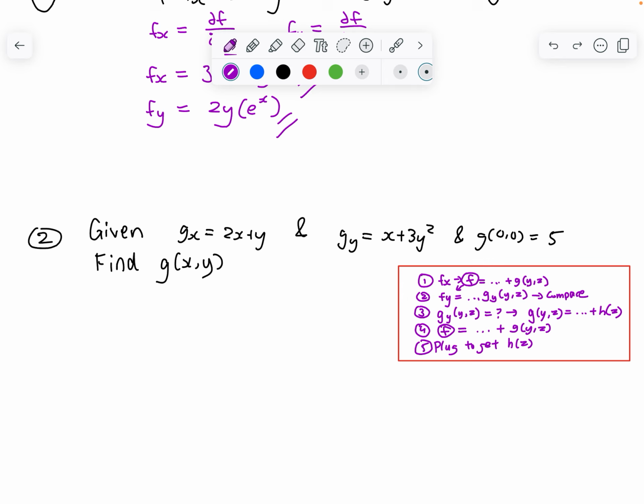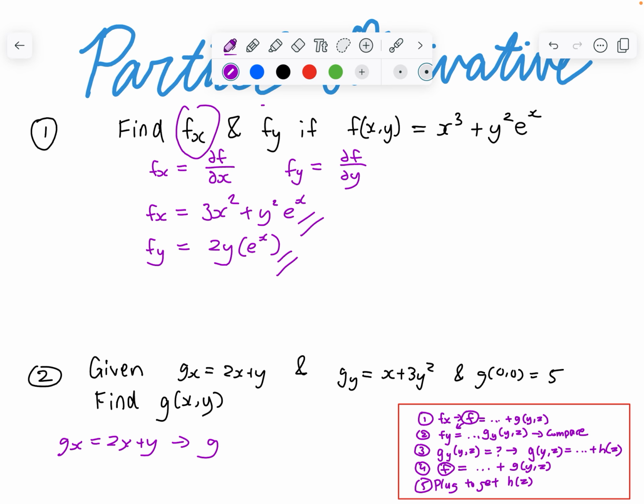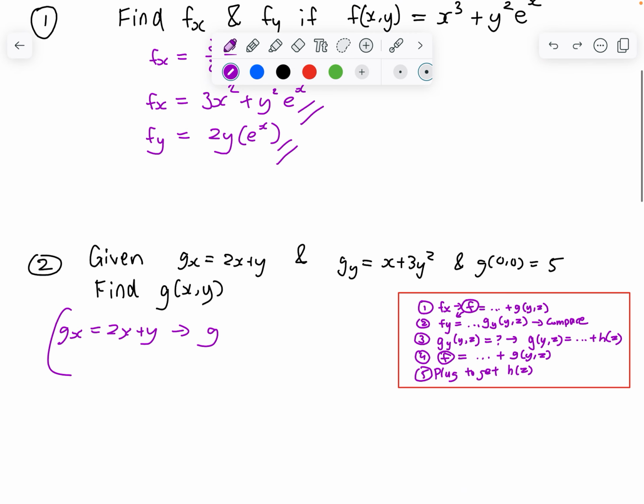The first step, notice here, number one, we want to have the fx, and we want to integrate it to get f, right? So we're given gx, so gx equals 2x plus y, and we want to know what g is. To find what g is, remember the notation, fx and fy means the partial derivative, so this itself is the partial derivative, and we're trying to do the opposite. The opposite of deriving is integrating, right?